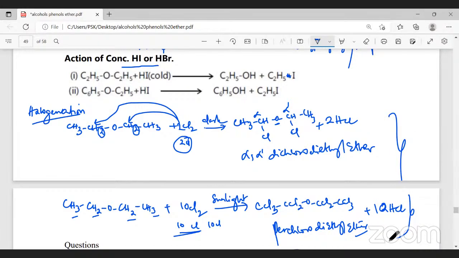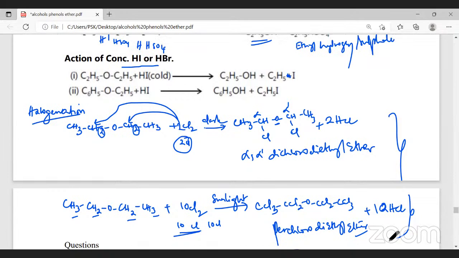So halogenation is important. Ether, when it's treated with chlorine in dark, we get alpha, alpha dash dichloro diethyl ether. The same reaction when it's performed in the presence of sunlight and excess chlorine, this is excess chlorine, we get perchlorodiethyl ether.